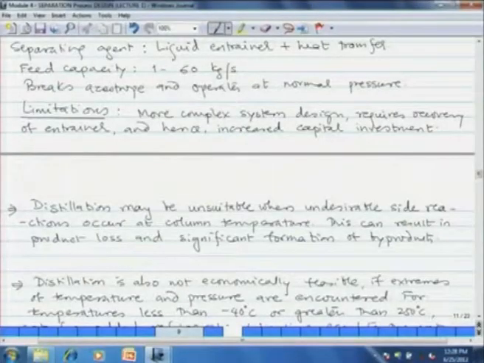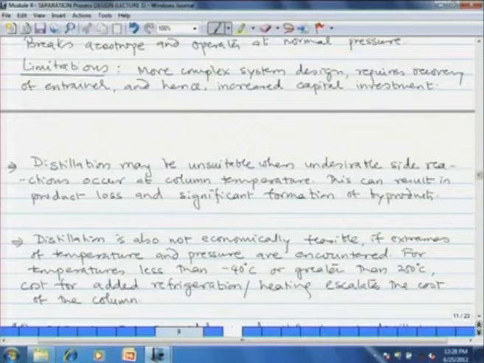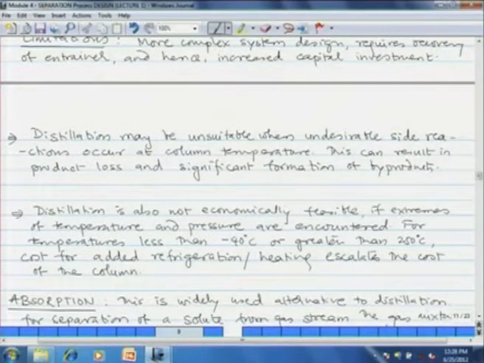You have to be very careful while designing the column. The degrees of freedom are less, and therefore the cost rises. The feed capacity is typically 1 to 60 kg per second. Distillation may also be unsuitable when undesirable side reactions occur at column temperature. This can result in product loss and significant formation of byproducts.